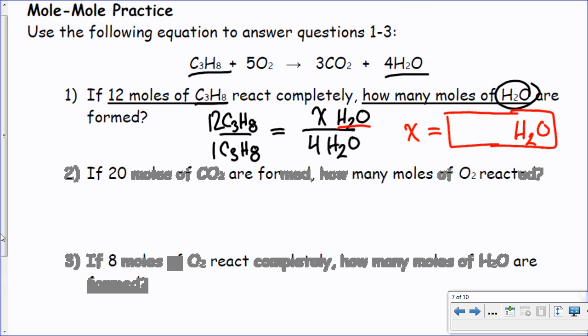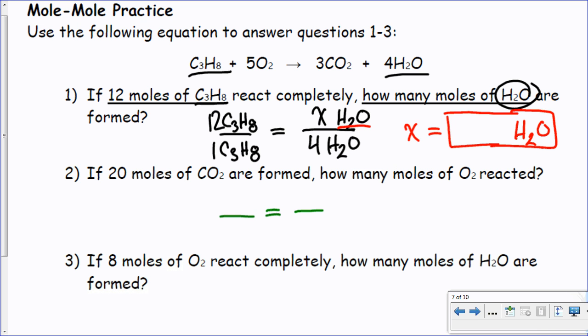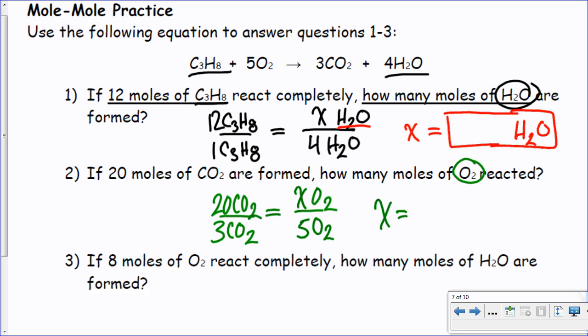So if 20 moles of CO2 are formed, how many moles of O2 are reacted? Well, set up your proportion. O2 is our interest, so we have X O2 of interest on the top right side, 20 CO2 on the top left side. So we look at our equation: 3 CO2 on the left-hand side, and 5 O2 on the right-hand side. So when you solve for X, we are going to be solving for O2s, and you find out how many moles of O2 will be needed.